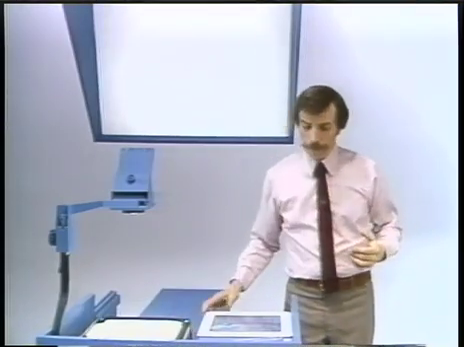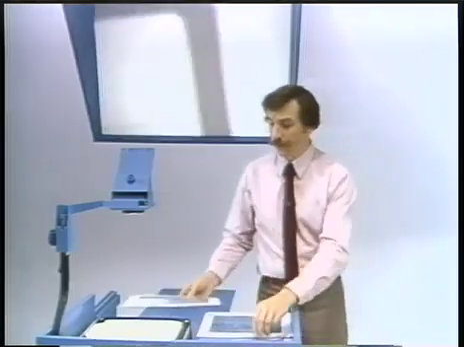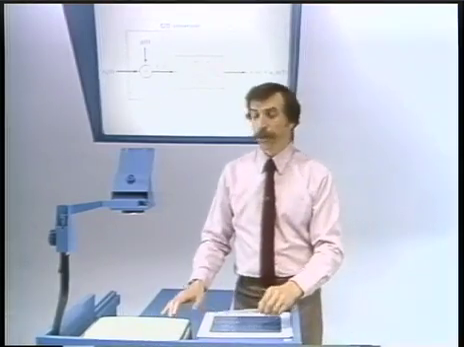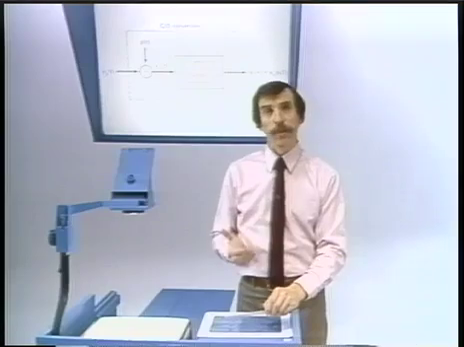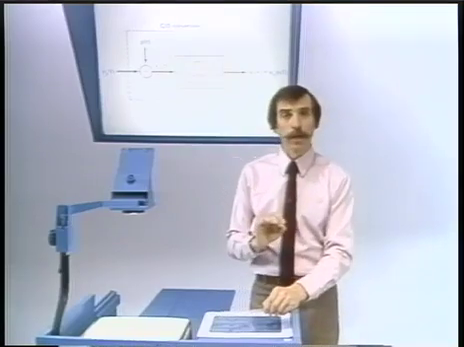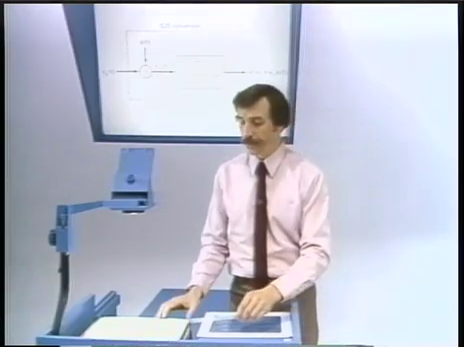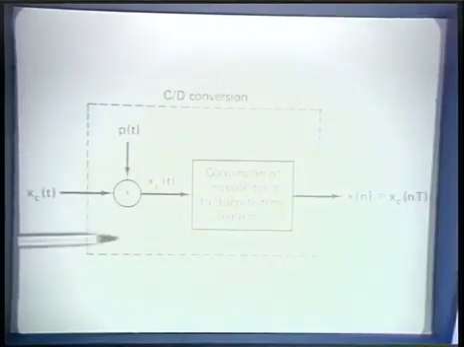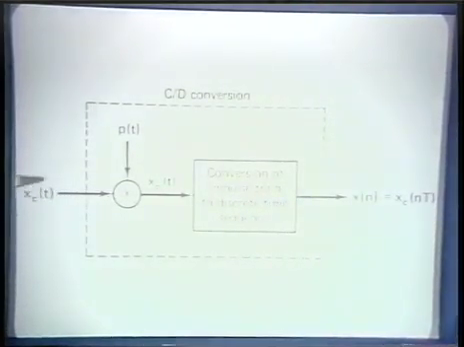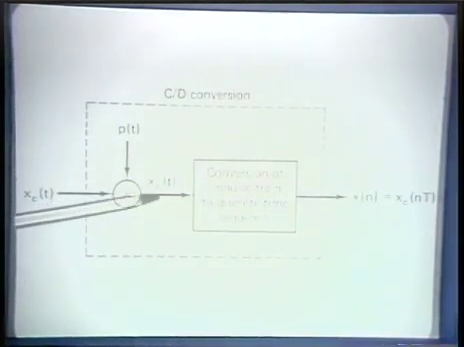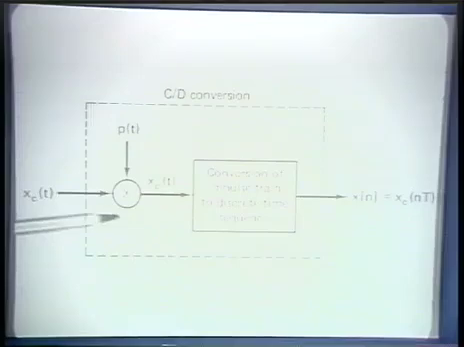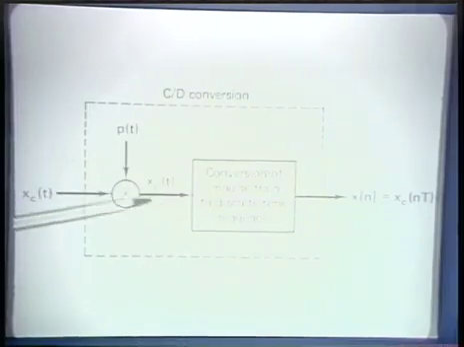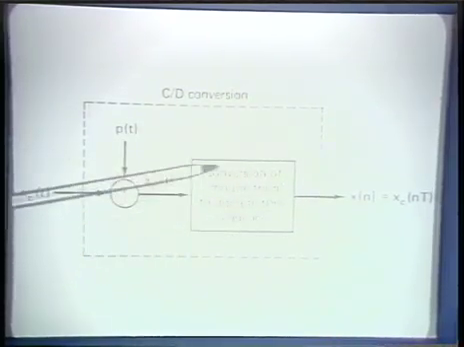So the first step in the process is the conversion from a continuous time signal to a discrete time signal. And that can be thought of as a process that involves two steps, although in practical terms it may not be implemented specifically as these two steps. The two steps are to first convert from the continuous time signal to an impulse train through a sampling process, and then to convert that impulse train to a discrete time sequence.